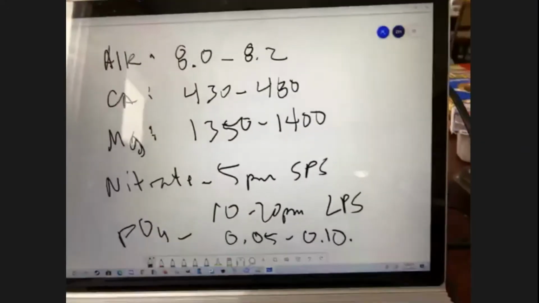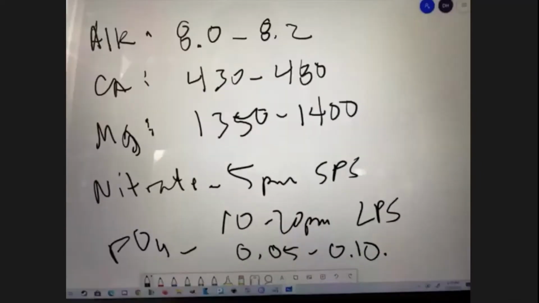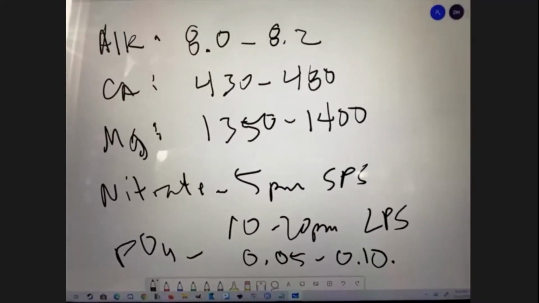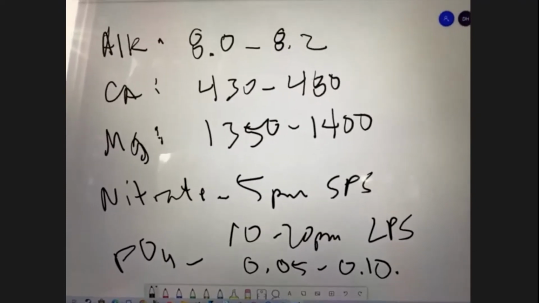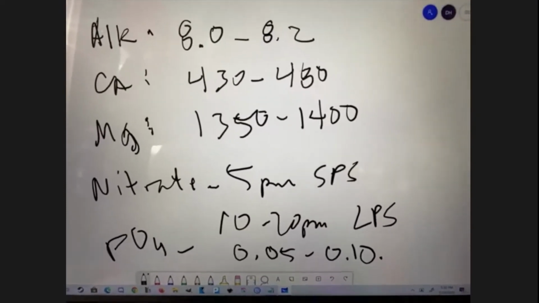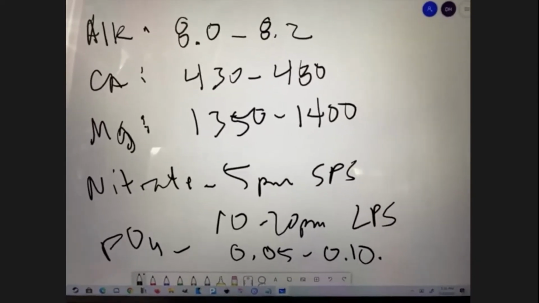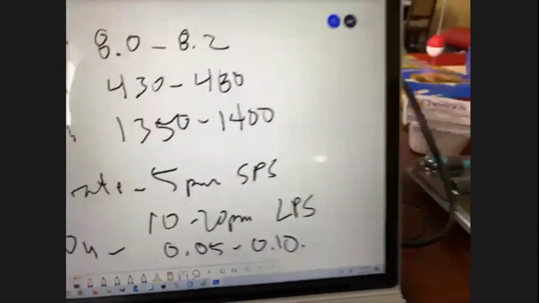So this is what I keep in my parameters because of the choices of corals I have. I mostly keep Indo corals, so these are good parameters for me. Okay, so what is the best parameter for you? Well, you gotta determine what type of corals you want to keep, and then change that.